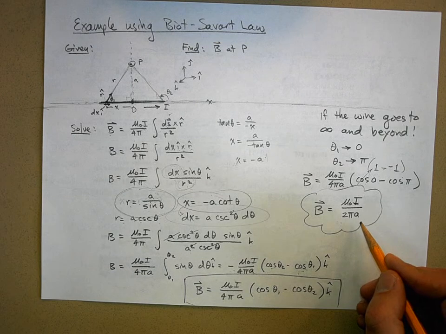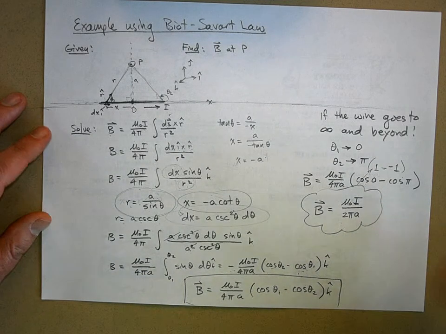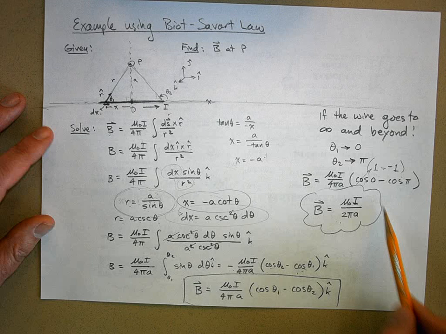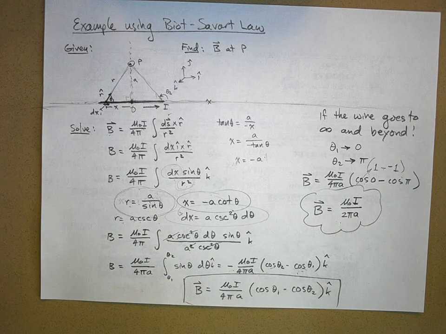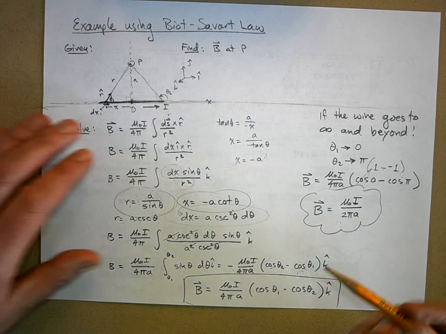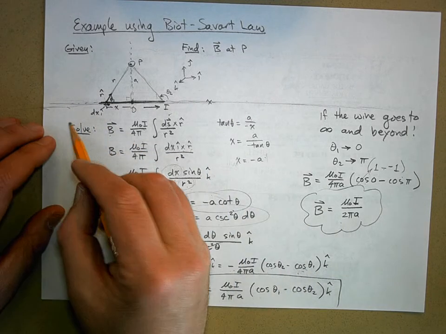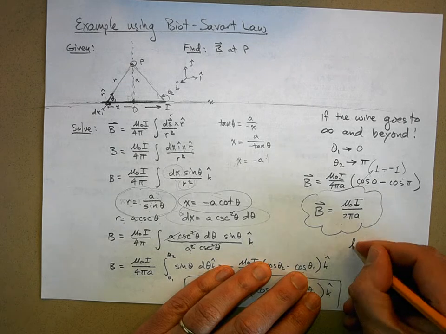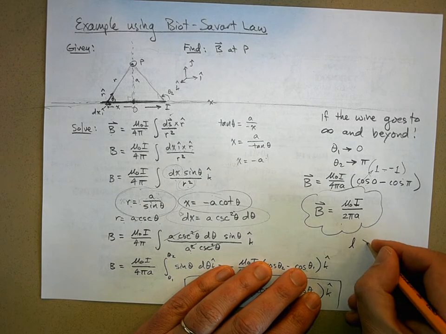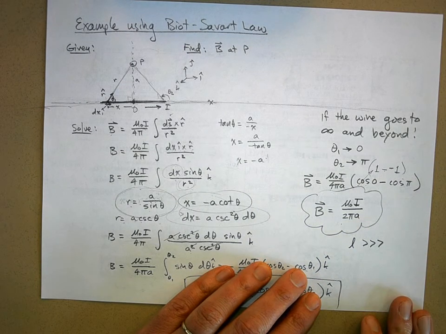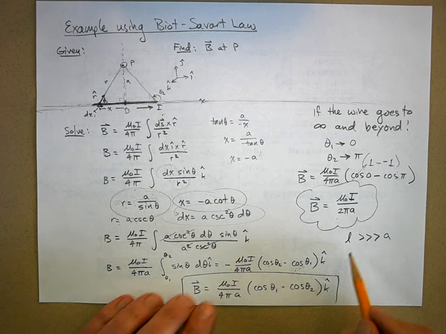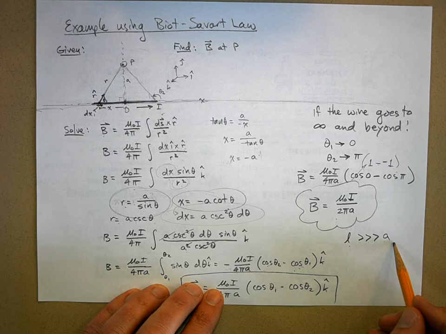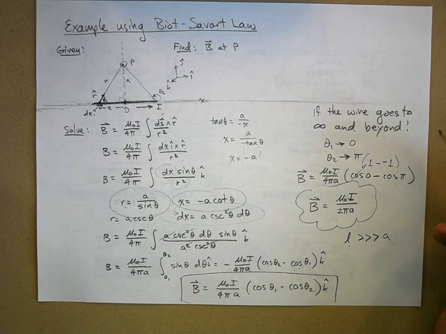Now, let's think about this one more time. When can you use this equation? Well, what defines what a super long wire is? When the length of the wire is much, much, much greater than what? A. If the length of the wire is much, much greater than A, you can use this. So it doesn't have to be infinitely long. It just has to be really, really long compared to A.